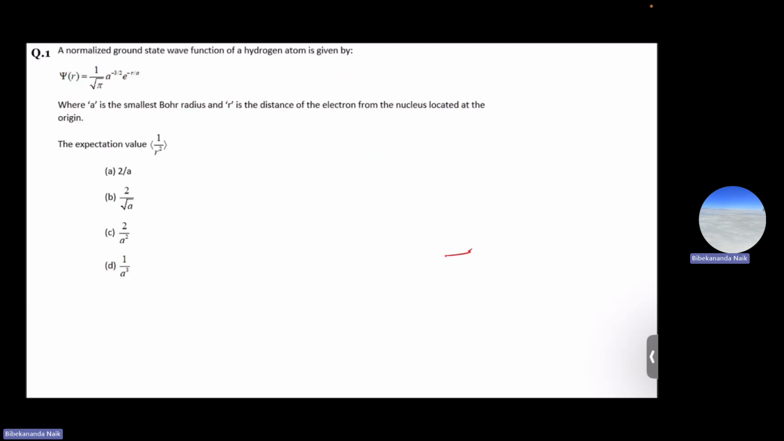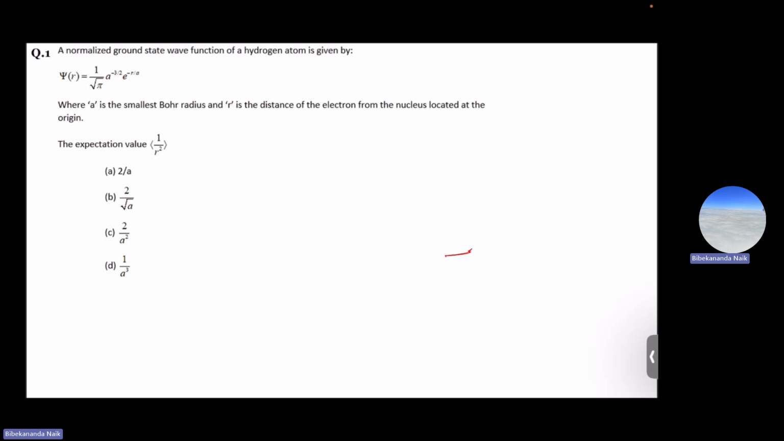So these were a few concepts that were discussed. Now let's discuss a few sample problems based on those concepts. First we will start with some problems related to quantum mechanical treatment, and then we will discuss problems related to Zeeman effect and Stark effect. So now the first question.